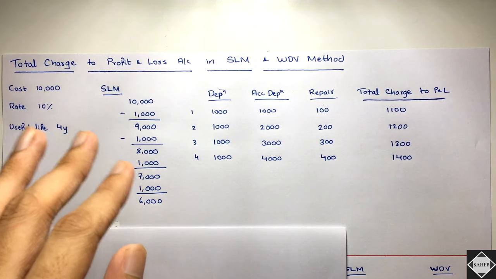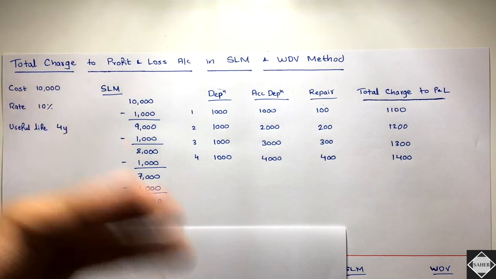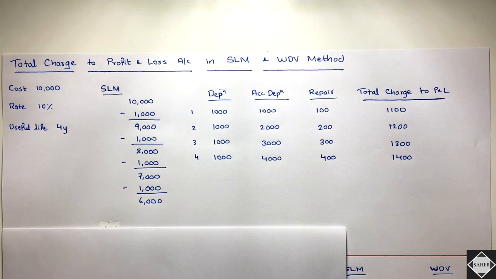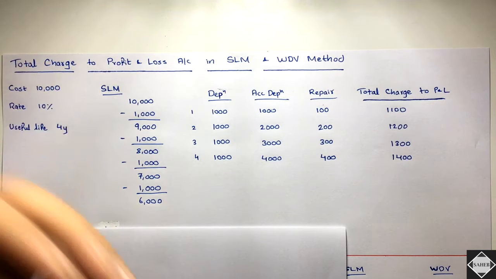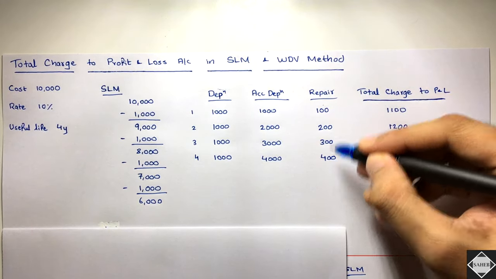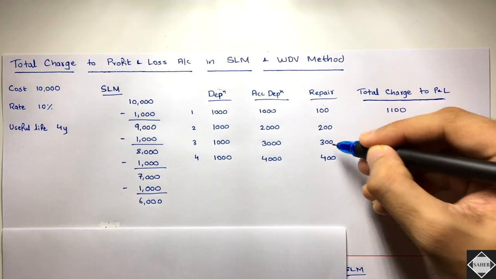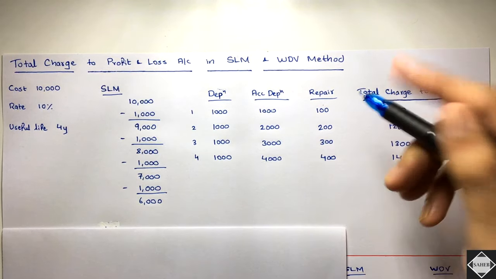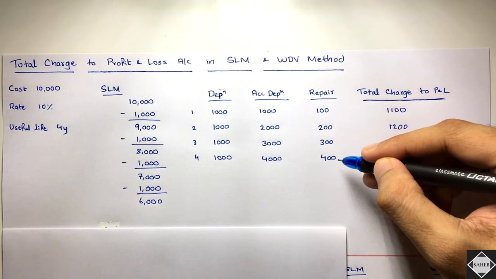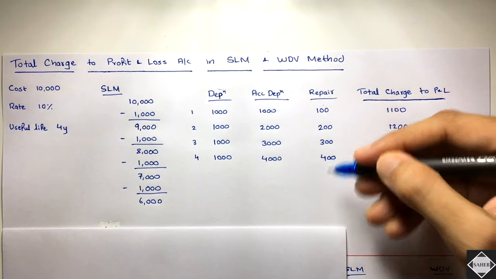In the second year, let's say you had to replace something, maybe a battery, for 2000 rupees. And then in the third year, maybe the display will burn out or something like that will happen. So that's what happens. Repair keeps on increasing as time passes. Let's say, for example, 100, 200, 300, 400. I've just assumed these figures. So repair is increasing every year. You have to keep on repairing the machinery.